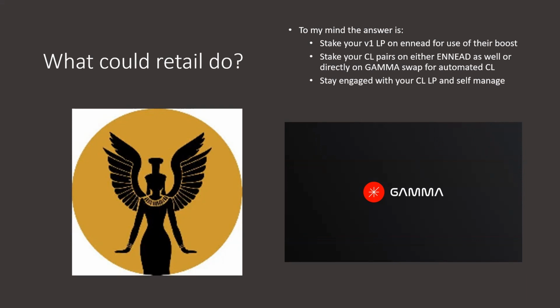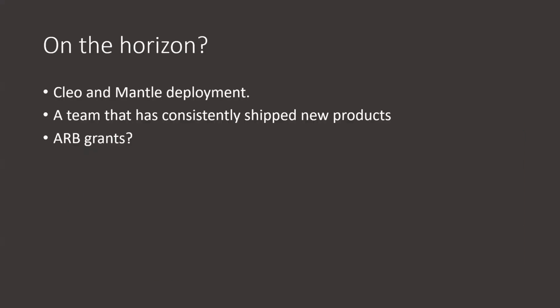You can also then, if you've got a concentrated liquidity pair, which is another type, stake that on Enid as well and get their boost. Or alternatively, you can go to Gamma Swap to try to get automated positions on Gamma Swap, and I'll show you that very shortly. The third option is if you are more actively involved, either using bots or otherwise, you can get your concentrated liquidity pool pair, your CL LP, and you can seek to self-manage that yourself on Ramses.